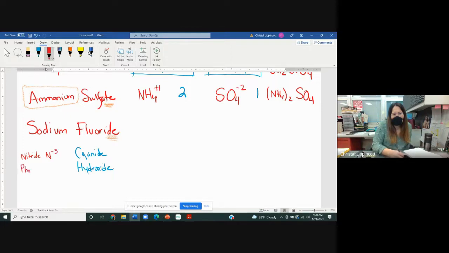Phosphide would be phosphorus with a -3 charge. Your oxides would be oxygen with a -2 charge. Your sulfide would be sulfur with a -2 charge. So all of your ides, with the exception of these two, will come directly off your periodic table.